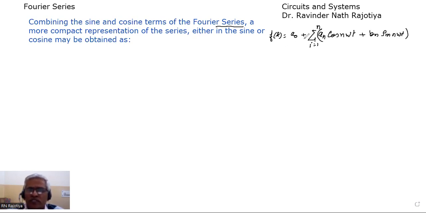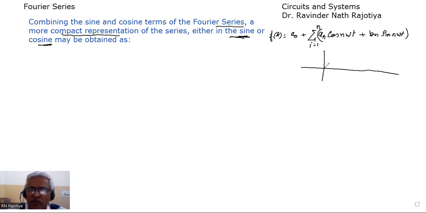So with this equation in mind, a more compact representation of this series, either in the sine or purely in the cosine form, may be obtained. So we can obtain a new and compact representation, which may be either purely that of the sine waves or purely it may contain the cosine components. Let us see how.